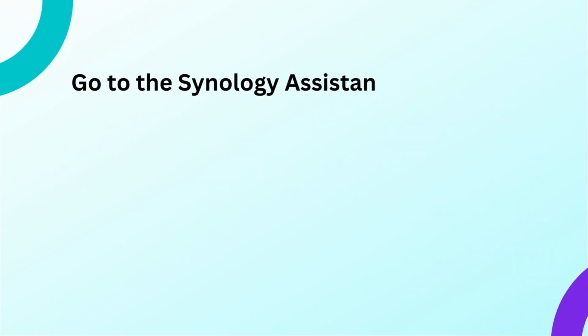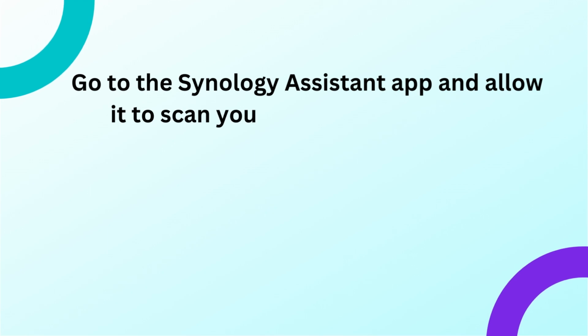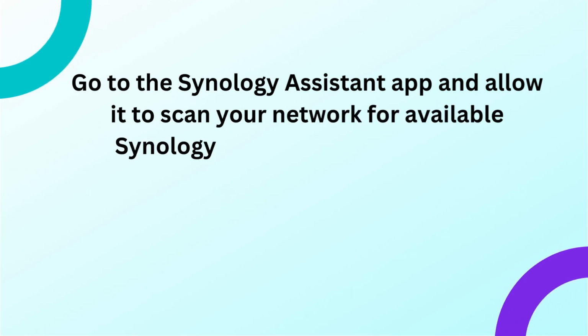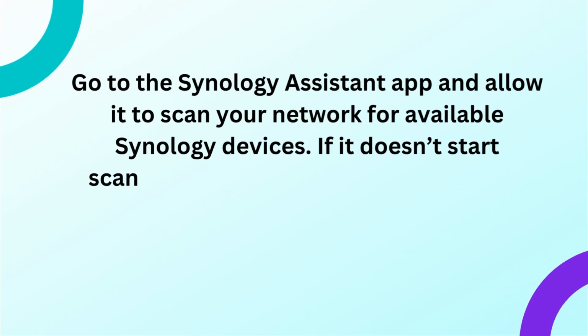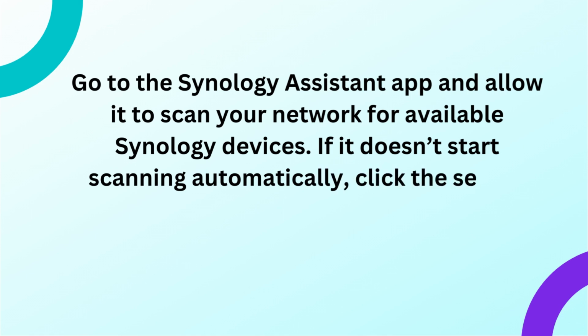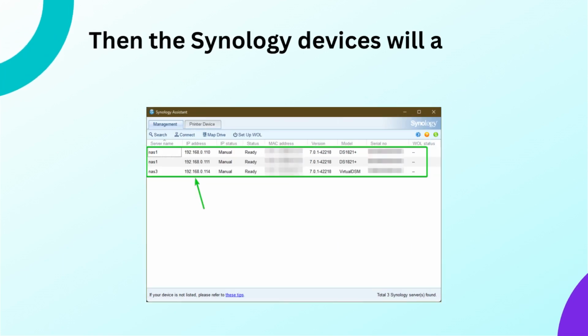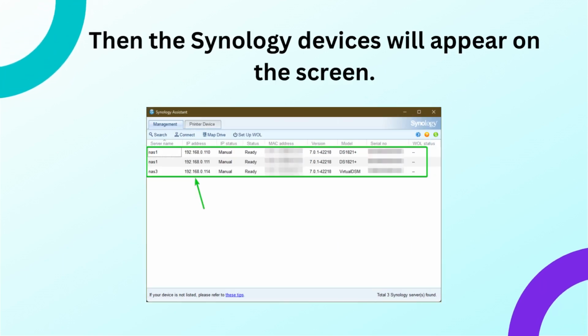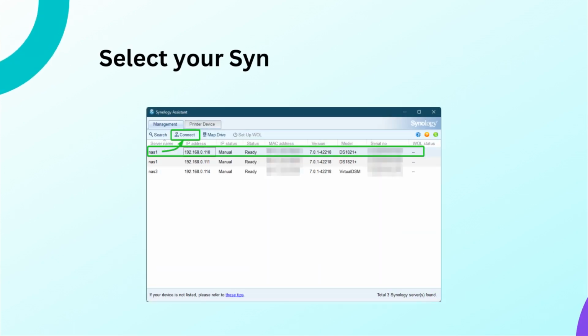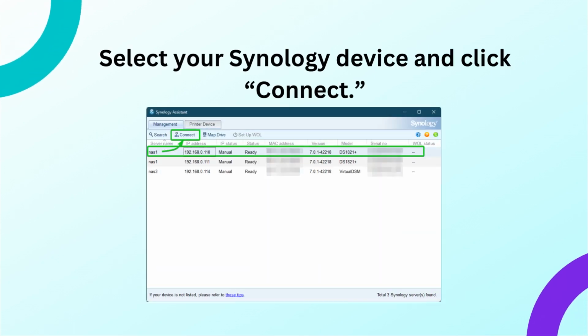Go to the Synology Assistant app and allow it to scan your network for available Synology devices. If it doesn't start scanning automatically, click the search icon below the Management tab. Then the Synology devices will appear on the screen. Select your Synology device and click Connect.